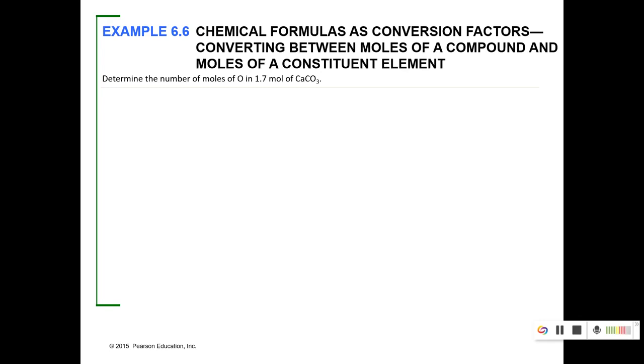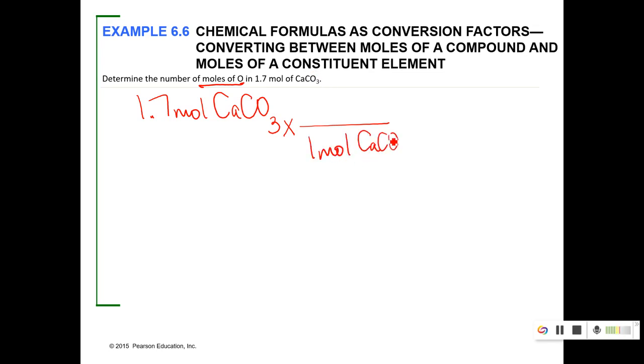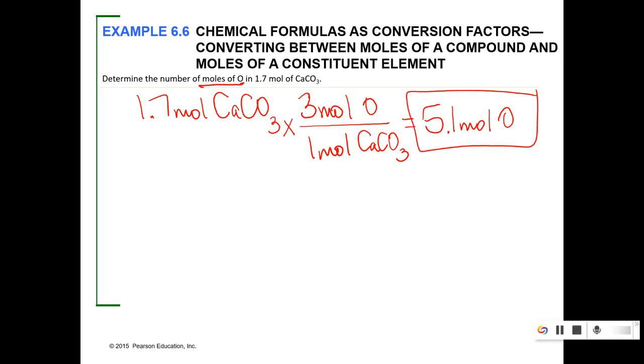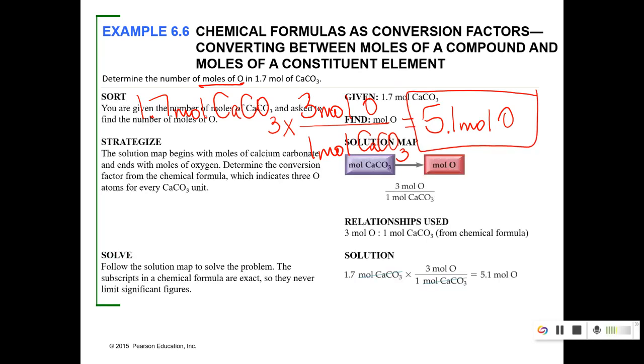All right, so we have 1.7 moles of calcium carbonate, and it wants to know how many moles of oxygen there are. So you need to look at the subscript. In 1 calcium carbonate, there are 3 oxygens. So all I do is multiply my 1.7 times 3, and I get 5.1. 5.1 moles of oxygen in 1.7 moles of calcium carbonate.